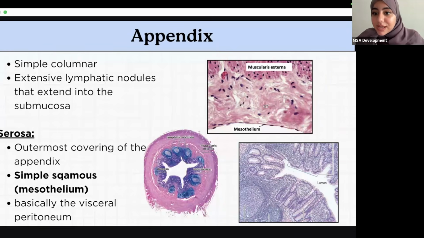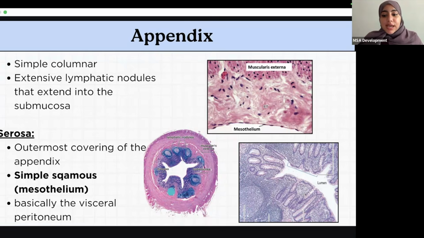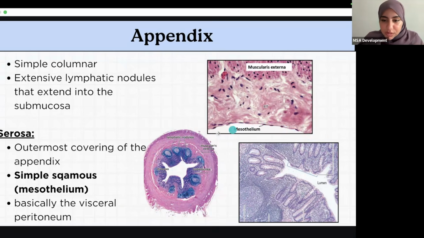The appendix is a lymphatic organ. And this is so easy. Once you see this, because there are such obvious follicles, like lymphatic nodules, it's so obvious. So once you see this, you know you're in the appendix. Also, it's lined by simple columnar. And yeah, it's also a visceral peritoneal organ. So outside, it's going to be mesothelium. As you can see over here, mesothelium lining it. And I think that's all you really need to know about the appendix.